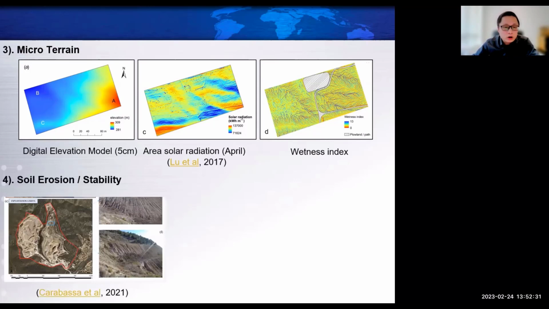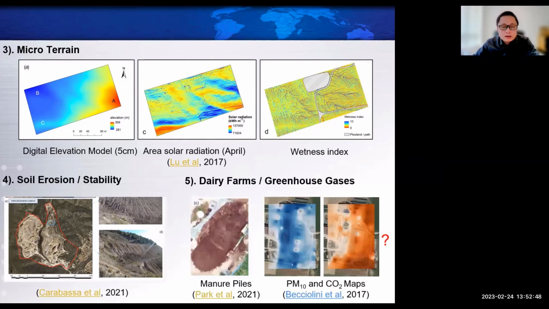Then, the soil erosion or soil stability. Using the terrain data, we can map the risk of soil erosion. Using images collected from different months and different years, we can potentially also detect the erosion that happened in different fields. Another interesting study is on dairy farms, such as manure piles. Using drone or satellite images, we can potentially map such manure piles and also estimate their volume.